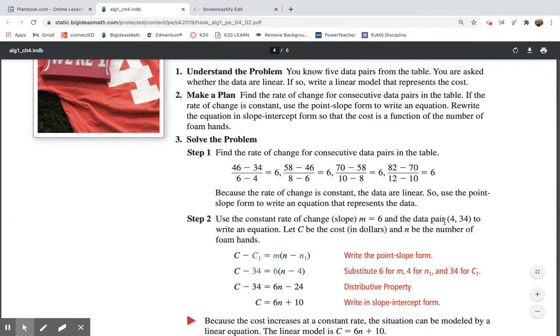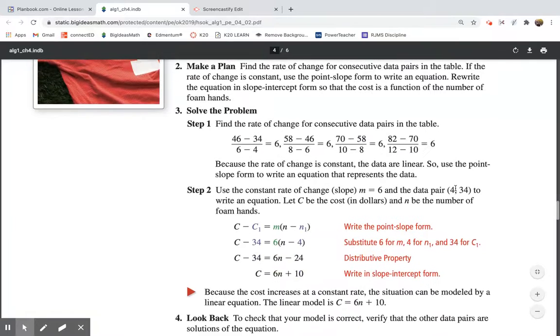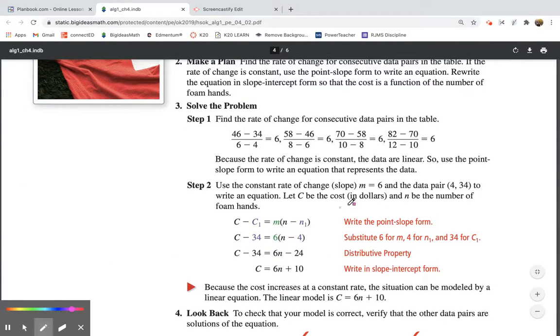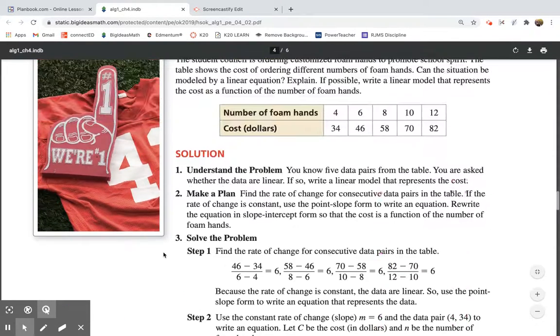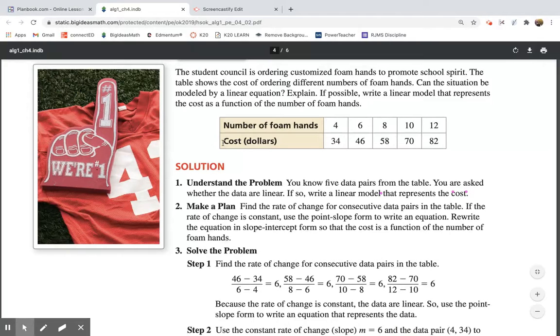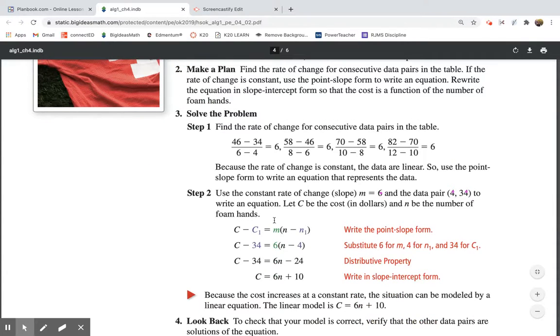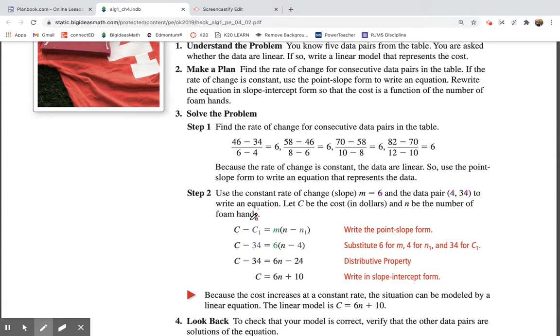So they chose to use the point 4, 34, first one. So from that, we now have all we need for point slope form. 1 point, x1, y1, and your slope. So they used C and M, or excuse me, M is slope, C and N for X and Y because, let me scroll back up to the table. Remember, X is always the one on top, Y is the one on bottom. Y is cost, X is number of foam hands. So that's why they used C and N instead of X and Y. So you could still use X and Y, that's fine.